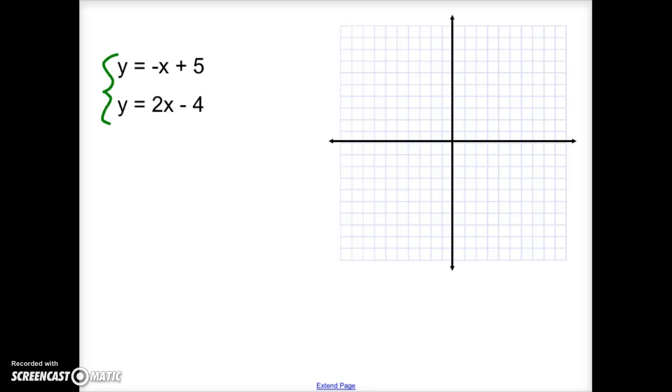Running through a couple quick examples here. First one, with these two lines, the top equation has a y-intercept of 5. Slope is -1.